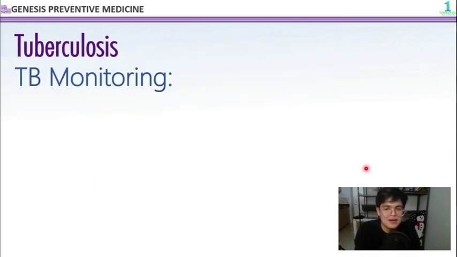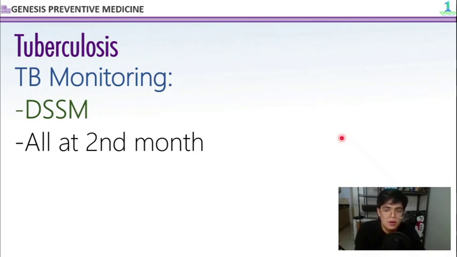Okay? There. So next, for the concept of TB management comes TB monitoring. This means how will you monitor the effect of the TB treatment to the patient, whether there is any improvement going on. So to monitor TB, use DSSM, not anymore Gene Xpert. So that's for DSSM. All patients under the TB treatment will undergo a direct sputum smear microscopy at the end of the second month, or at the end of the intensive phase of treatment.